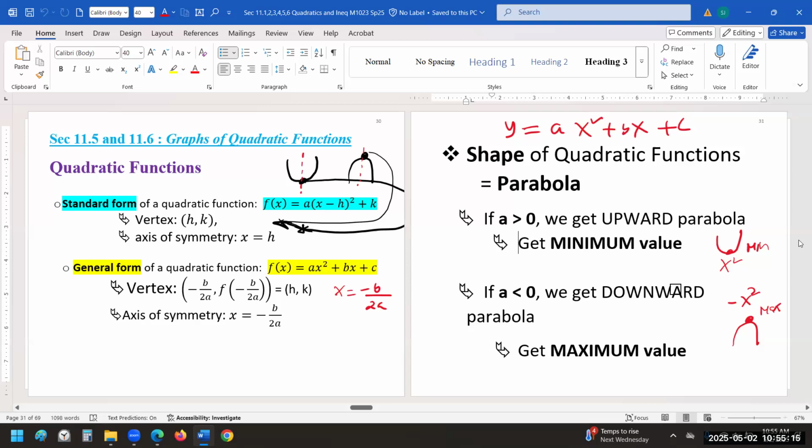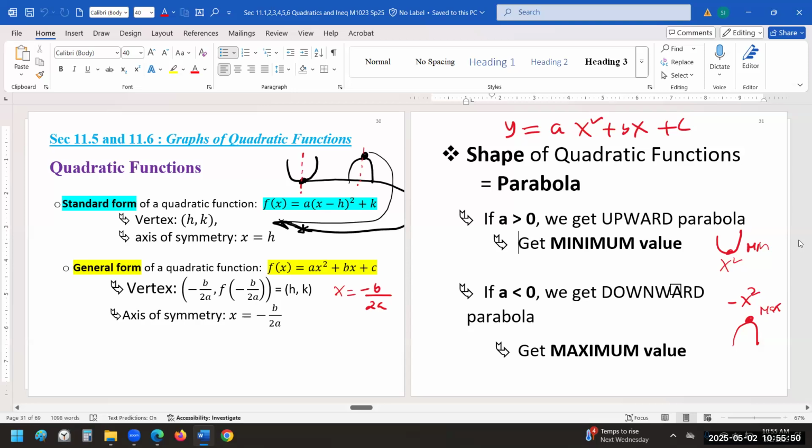Then we have general form. General form is useful if your equation is factorable, or you're looking for the y-intercept. If it's not factorable, we don't like it because either you have to use the quadratic formula to solve for x or complete the square. And since in this format we do not see our vertex, we have to use a formula to find it. So in general form, the x below the vertex is negative b over 2a.